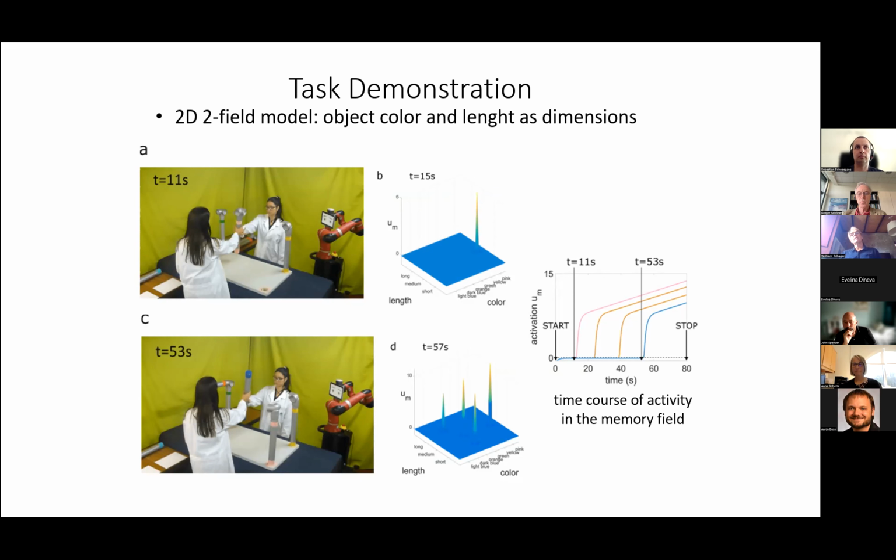So during the encoding phase you have the time course of activity in the memory field. There's also a start and a stop signal saying, okay, this is really the start of the sequence and the stop of the sequence.